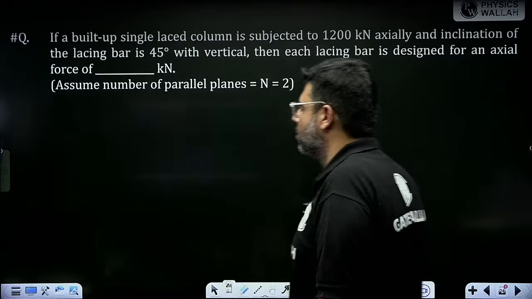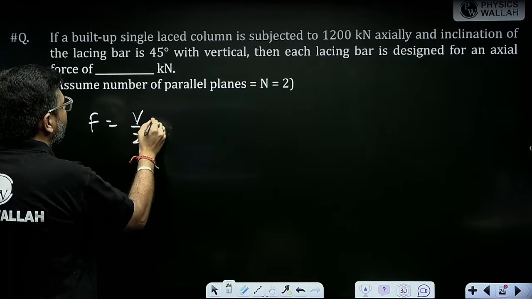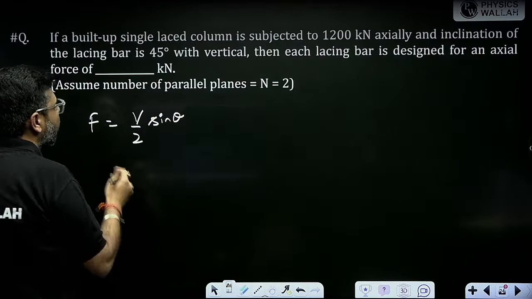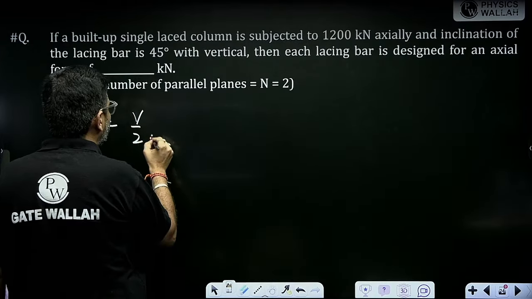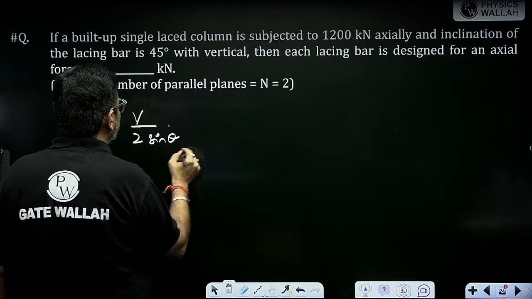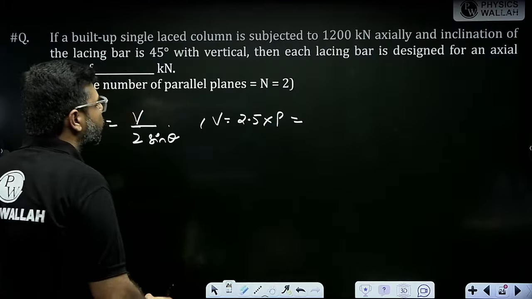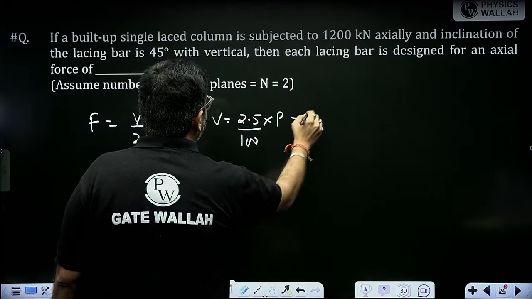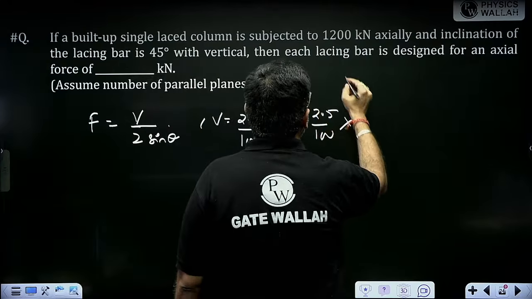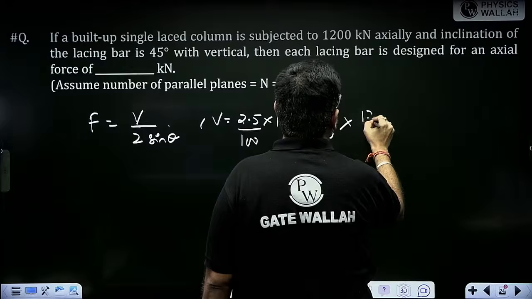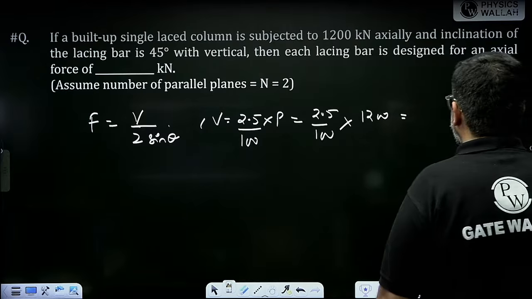Force in the single lacing is what? V by 2 sine theta. Sorry, V by 2 cosec theta, V by 2 sine theta. V is 2.5% of the factored axial load. 2.5% of the factored axial load of 1200 is equal to how much? That is 30 kilonewton.